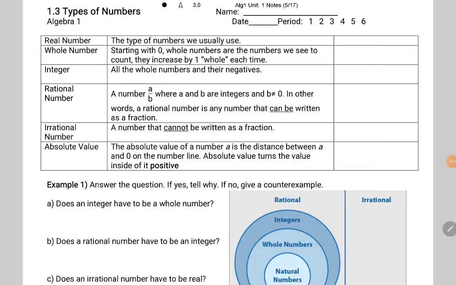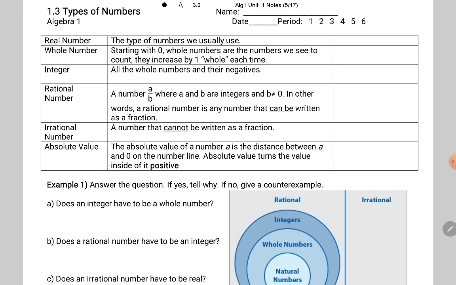I'm doing some math. Today we're looking at Algebra 1, looking at different types of numbers. So, let's start off with real numbers. Real numbers are the numbers we usually use. 1, 2, 3, 4, 5, stuff like that.